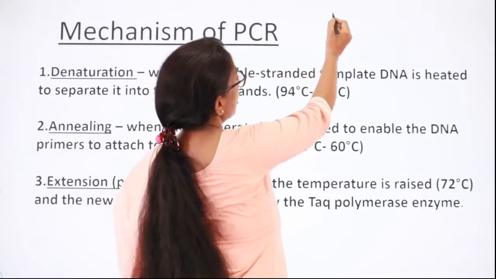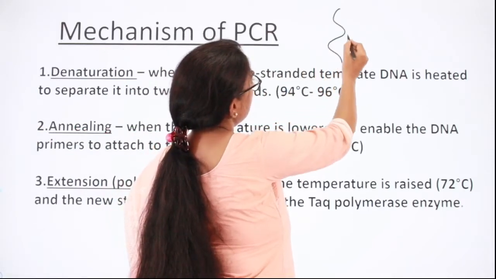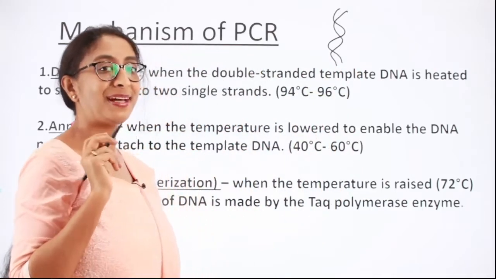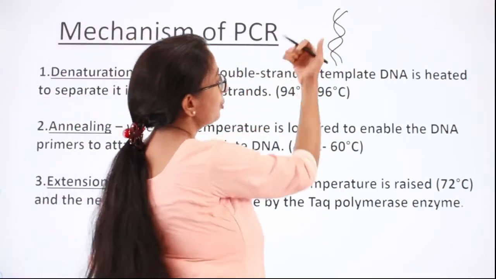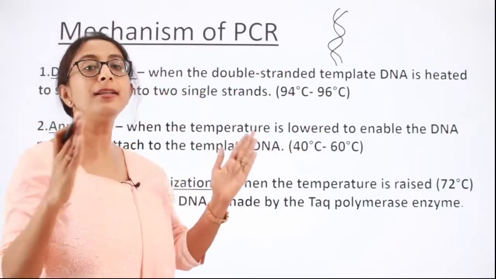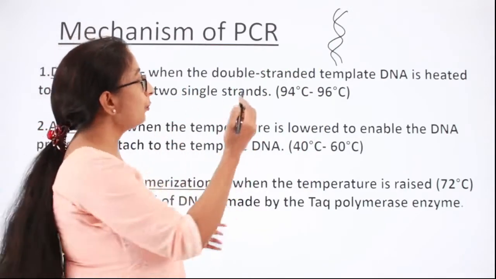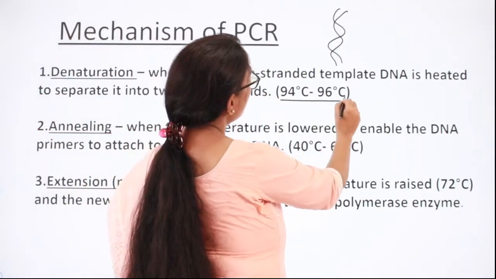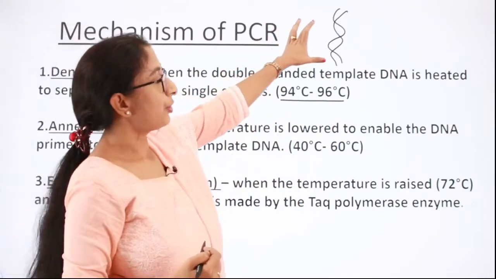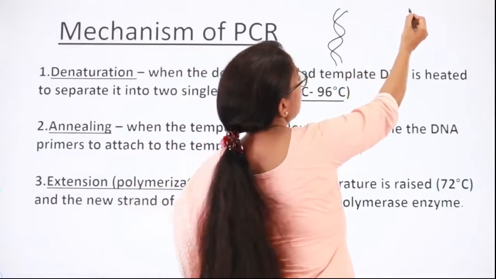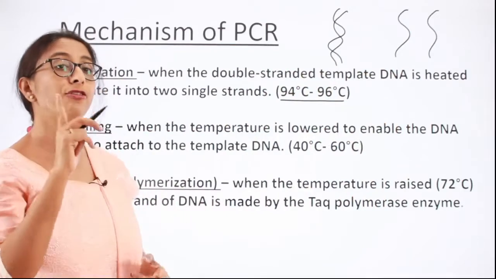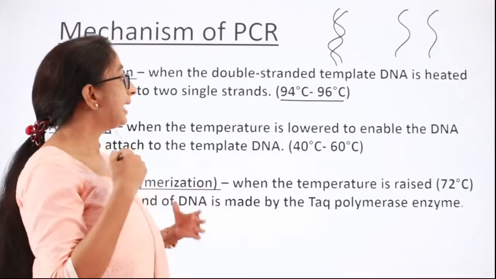We know this is the structure of DNA, isn't it? DNA is a double-stranded molecule. RNA is a single-stranded molecule. I hope you all know that. So first, in order to make copies of it, we need to separate the two strands of DNA. What we do is increase the temperature to 94 to 96 degrees Celsius. When we increase the temperature, these two strands of DNA separate. They become two separate strands of DNA. So this is the first step of PCR, which is called denaturation.